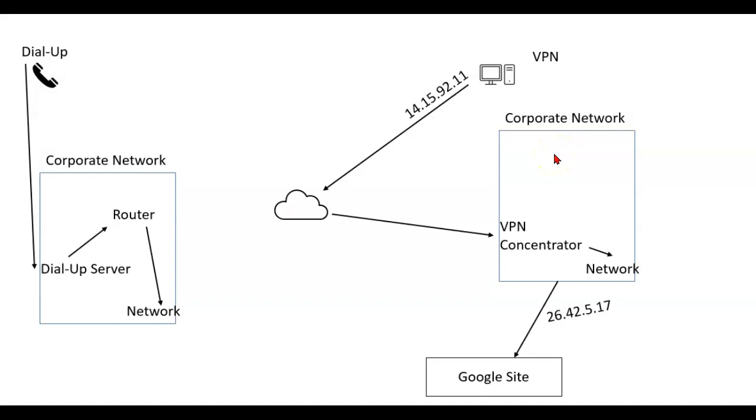Now the nice thing about that, well, I don't know if you call it a nice thing or not, but one way that VPNs are commonly used today is to hide your IP address. Because if I look like a device on this network and I go out to a website, let's say the Google website, it looks like it's coming from this network, 26.42.5.17. So this is very commonly used today.